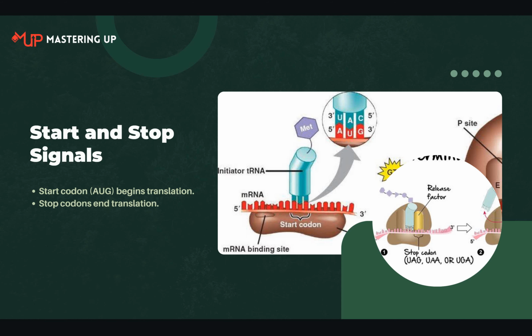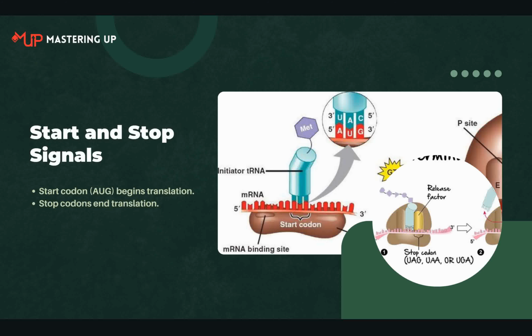Now let's see the start and stop signals. The start codon AUG signals the ribosome to begin translating the mRNA into a protein. We have seen that the start codon is AUG. It not only starts the process but also codes for methionine, the first amino acid in most proteins. In almost all living organisms, this is the initiator codon, that is the start codon, which begins the translation process.